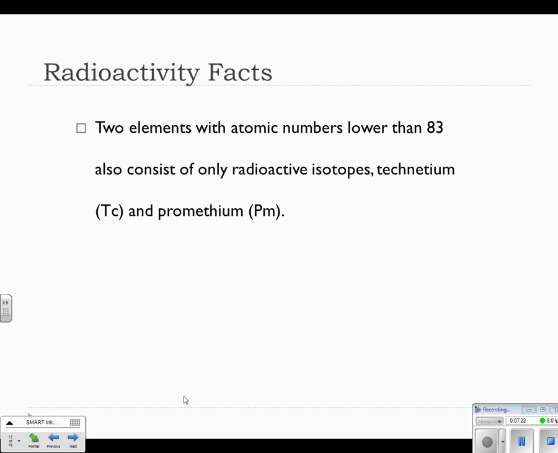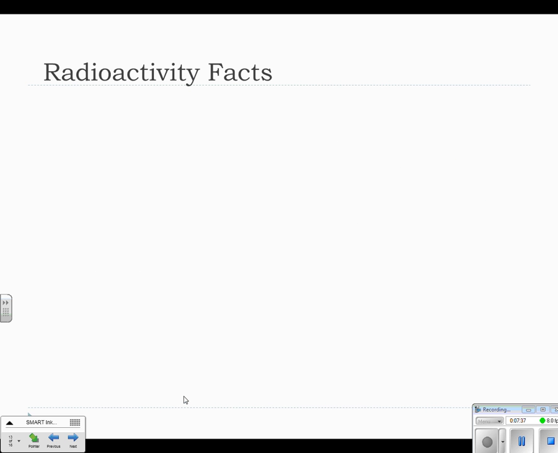So just a couple random things. Lower than 83, there are two elements that only have radioactive isotopes, technetium and promethium. So that's why we're never going to talk about those two in class, pretty much because they're all radioactive and we're never going to see them in our area.